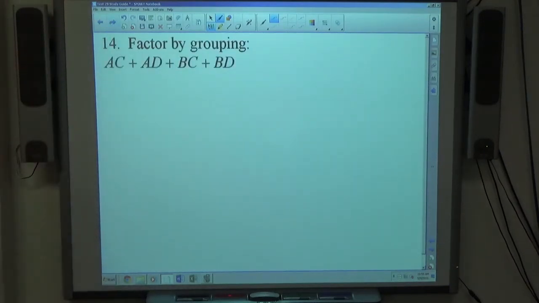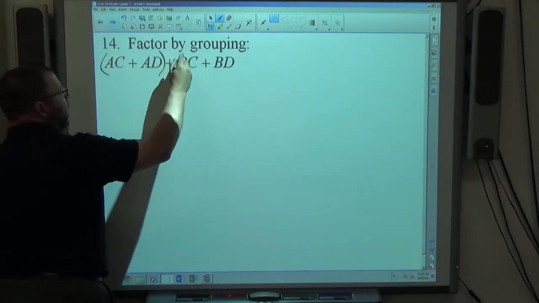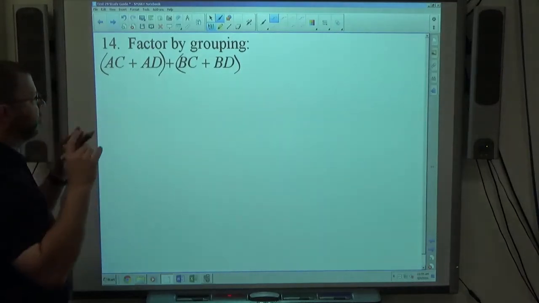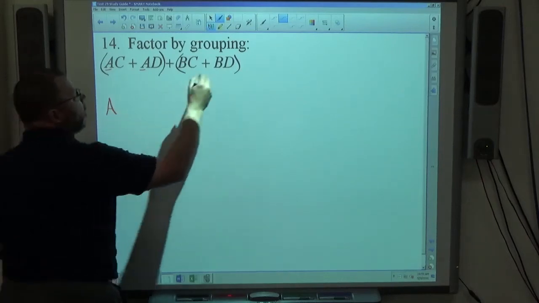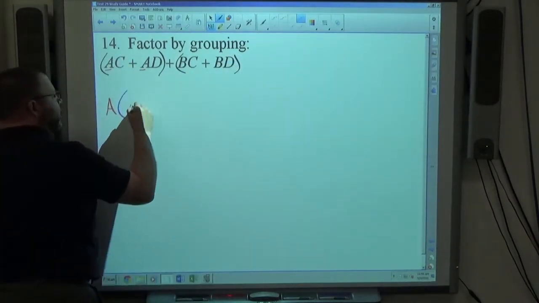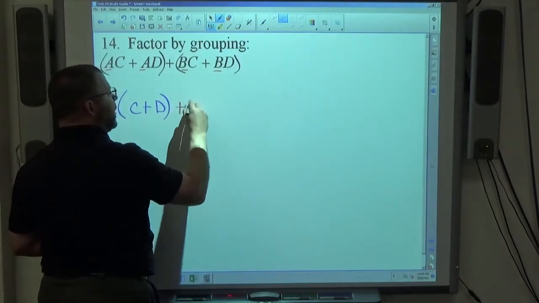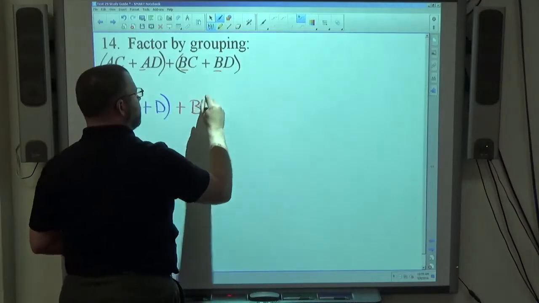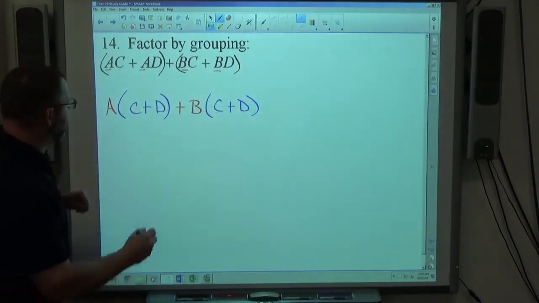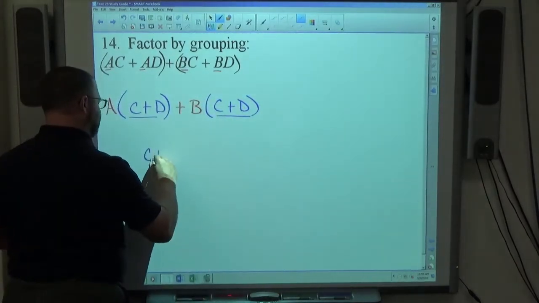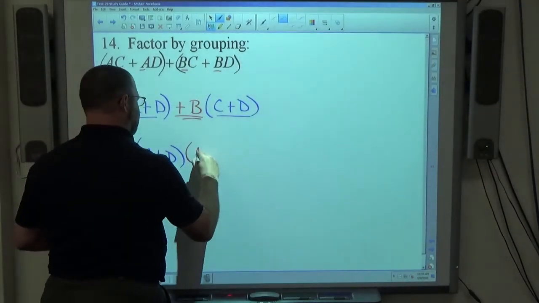Number 14, factor by grouping. This is already ready to go, a factor by grouping problem. First two group, the second two group, and there's a plus in the middle, so there's no sign issues to deal with there. Looking at the first group, common factor of A, so if I take A out, C plus D is left over. The second group has a common factor of B, so if I take B out, C plus D is left over. First group, second group, and the common factor, C plus D, for the whole thing, and we're left with A plus B for the other part.